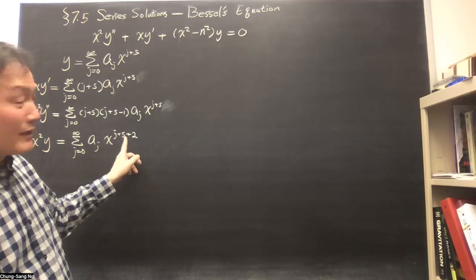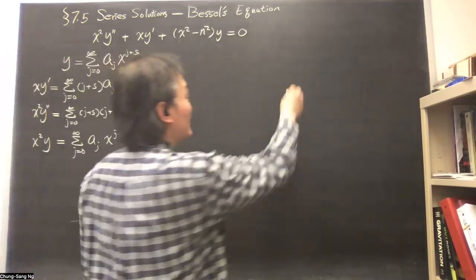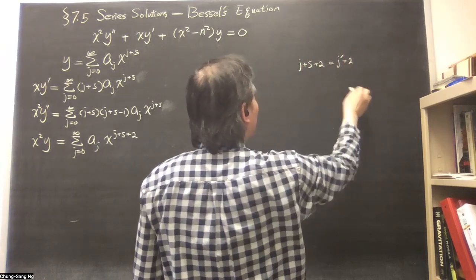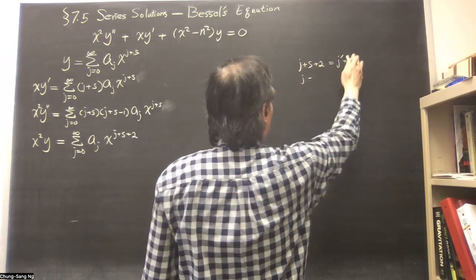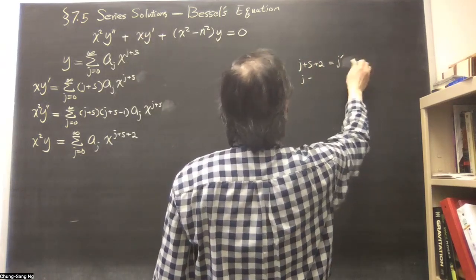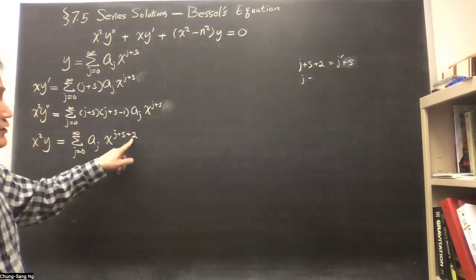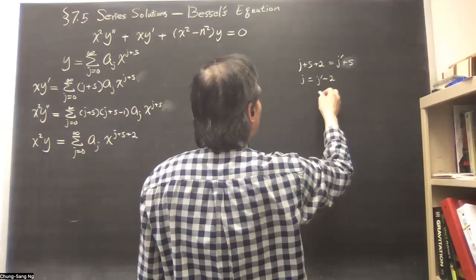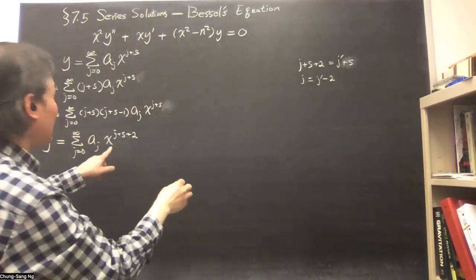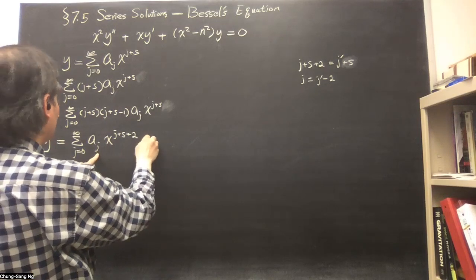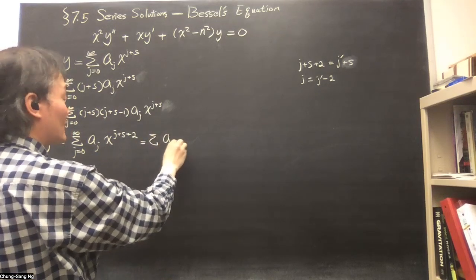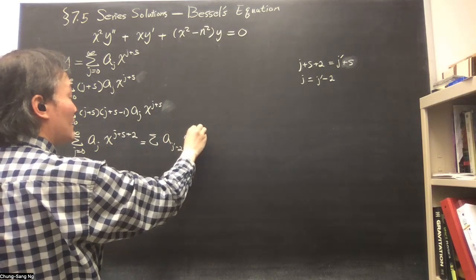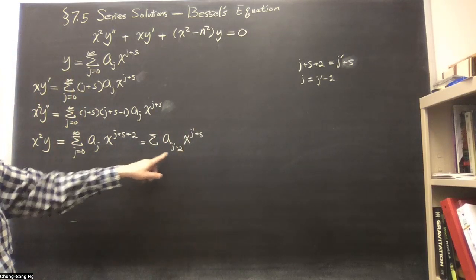Another way to do it is just introduce another index, like say you have j plus s plus two equals j prime plus s plus two. So we want to get j plus s. Okay, then this means j is j prime minus 2. So this becomes a sum over a sub j prime minus 2, and this becomes x to the j prime plus s. Okay, so that is it.